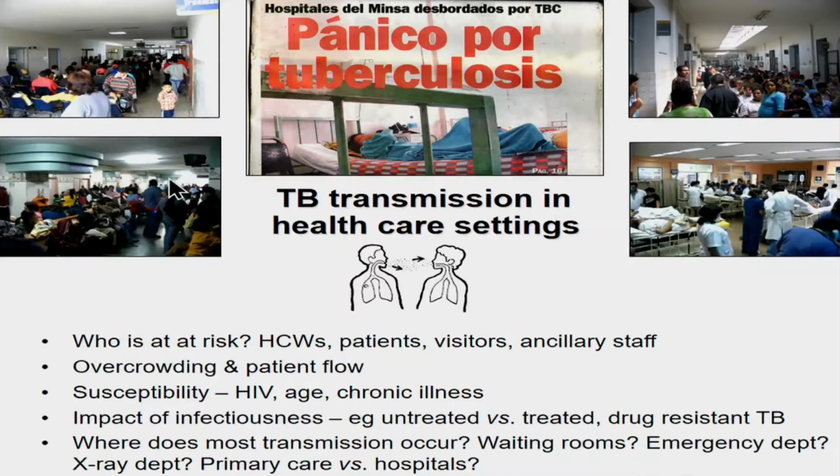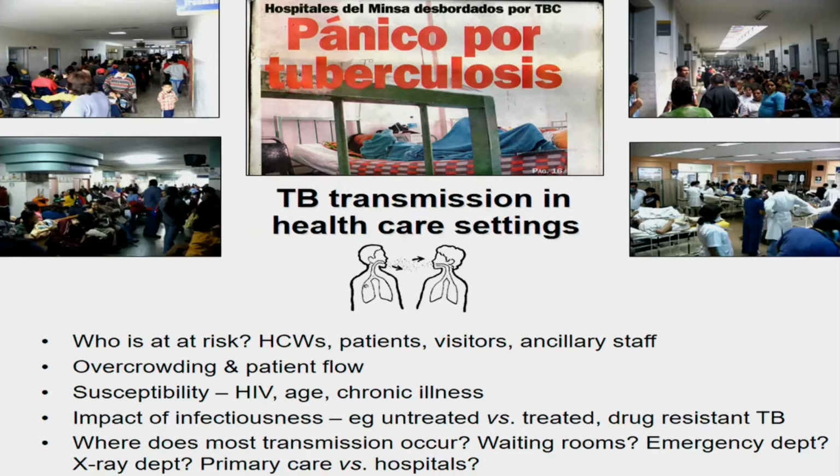Folk have to queue up to see the doctor, then they have to queue up to pay for an x-ray, then they have to queue up to have the x-ray, then they have to queue up to go and see the doctor to get the result, then they may get prescribed something, they have to queue up at the pharmacy to collect their medicine. So they spend an awful lot of time in these healthcare settings, and all the time they may well be exposed to infectious aerosols.